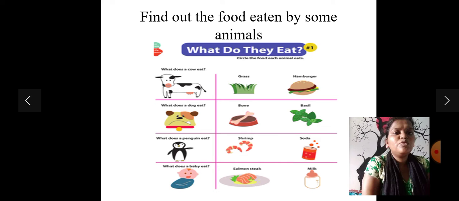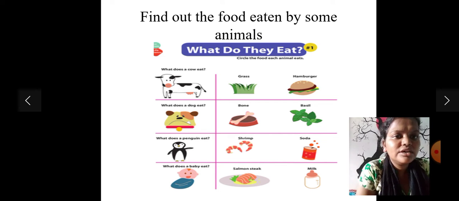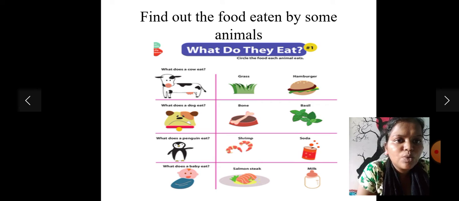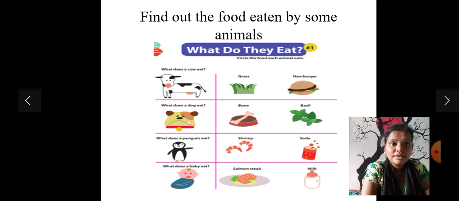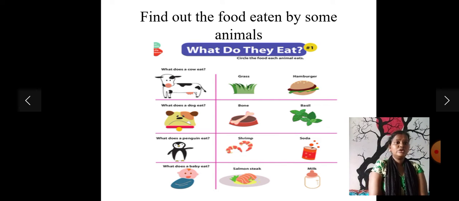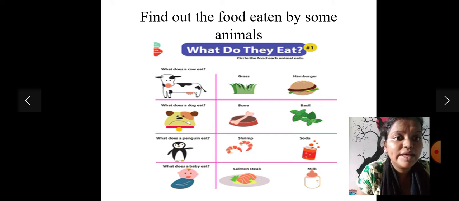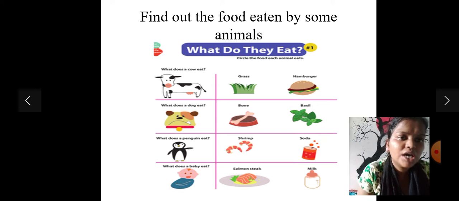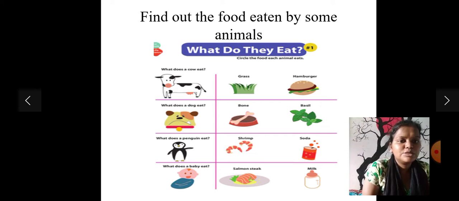Then, can you find out what they eat? The picture shown here, no? Can you find what a cow eats? Does a cow eat grass or a hamburger? Yes, very good. A cow eats grass. What does a dog eat, a bone or a basil? Eats bone. Very good. What does a penguin eat? Shrimp or soda? Shrimp. Yes, very good.